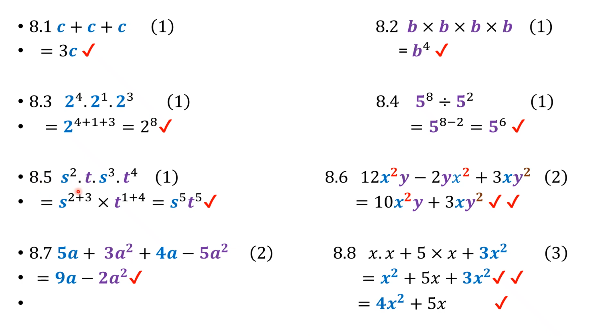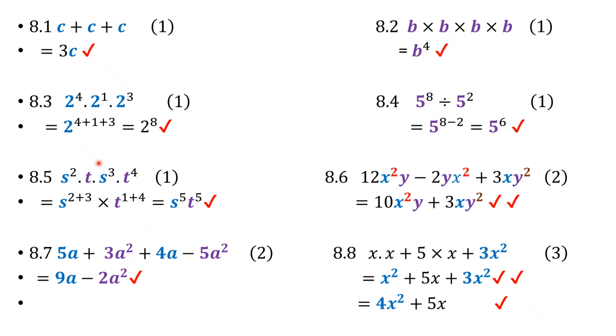8.5, I've just given you more than one variable, so I have s to the power 2 times t times s to the power 3 times t to the power 4. So again, when the bases are the same and we're multiplying, what do we do with the exponents? We add them. So there, s, my exponents, 2 plus 3. T, my exponent, invisible 1 plus 4. Don't forget the 1 there.